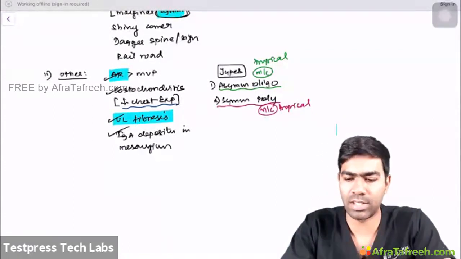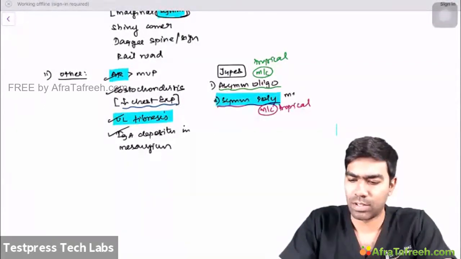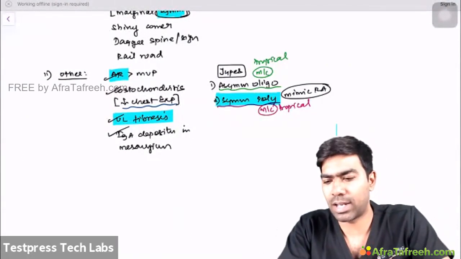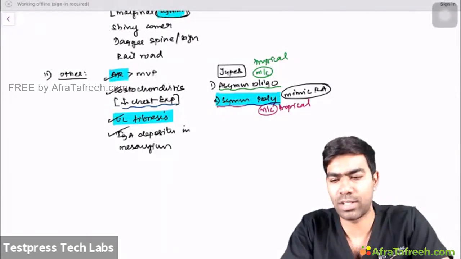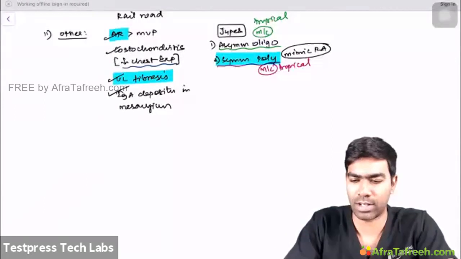And remember, this is the disease that is going to mimic rheumatoid arthritis most of the time, because they involve small joints and can exactly mimic rheumatoid arthritis. So you need to be very sure, because this is one disease that has to be ruled out before making a diagnosis of seronegative rheumatoid arthritis as well. It could be a psoriatic arthritis.